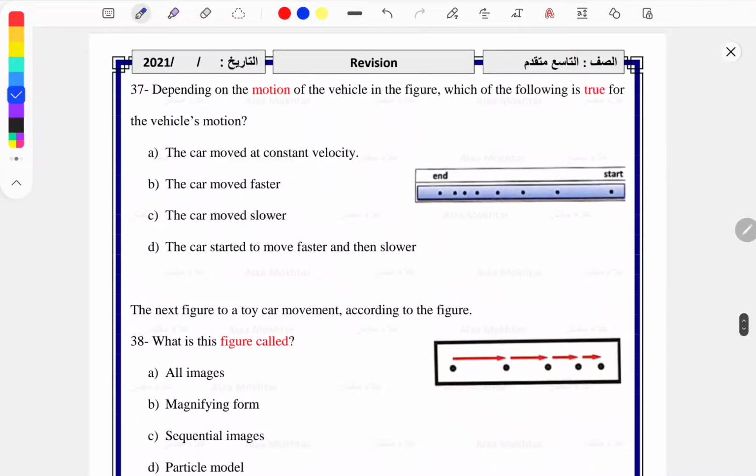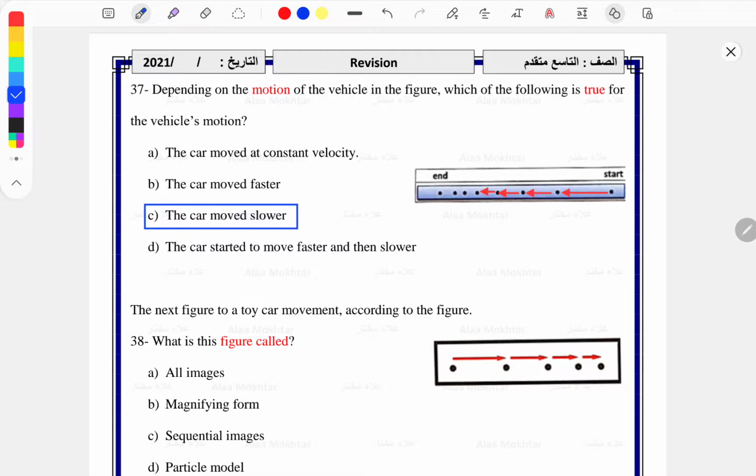The next question is, depending on the motion of the vehicle in the figure, which of the following is true for the vehicle motion? As you look, this is the start, this is the end. If I draw arrows like that, the first arrow from this point to this point, the length gets smaller and smaller, then smaller again. Does the car move with constant velocity, or faster, or what? Yes, I hear someone said the car moved slower.